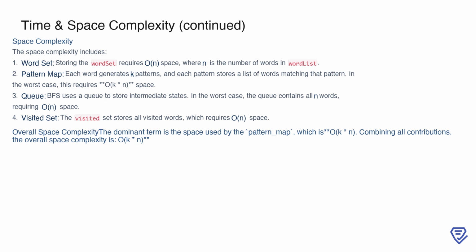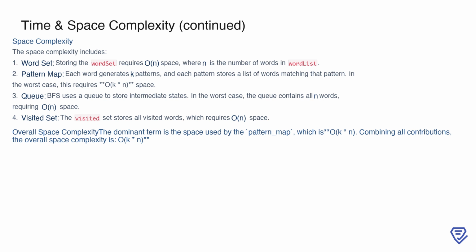Now, let's focus on the space complexity of the word ladder problem. The first major contributor is the word set, which requires n space to store all n words from the word list. Then, we have the pattern_map, where each word generates k patterns, and each pattern stores a list of words matching that pattern. In the worst case, this requires k*n space.